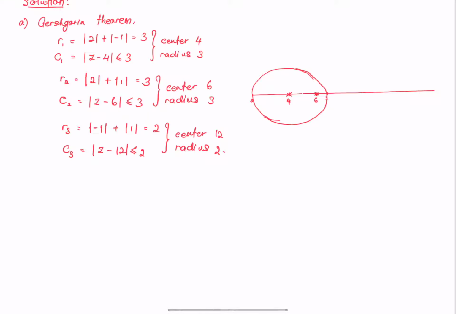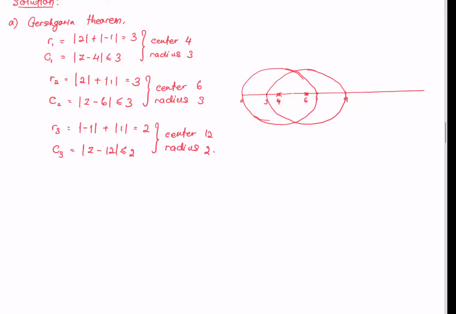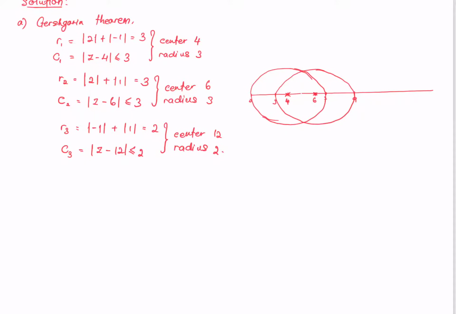And then the radius for the second circle is 3. So now we can have from 3 to 9. Let's say here is our 9. And then we can have the second circle like this. And then from the third one, we will have the circle with center at 12. Let's say here is our 12.